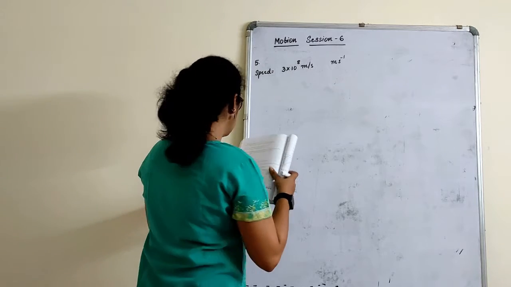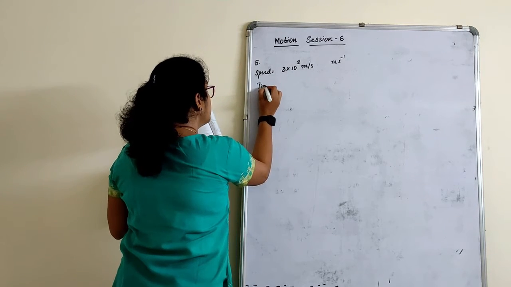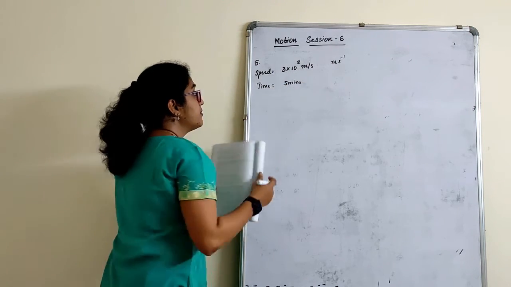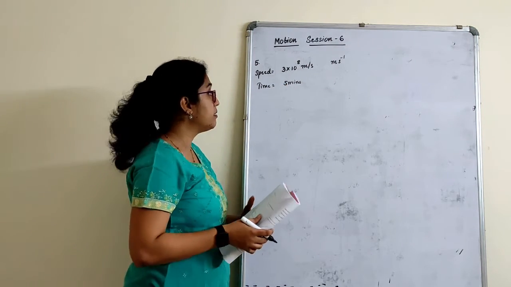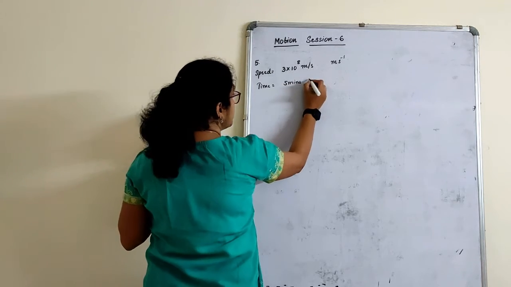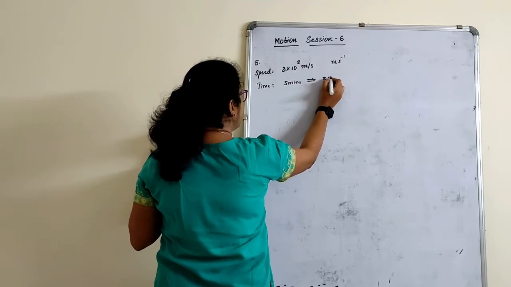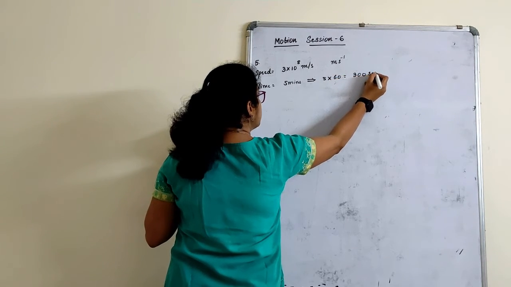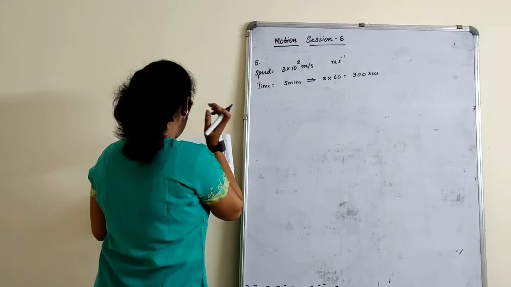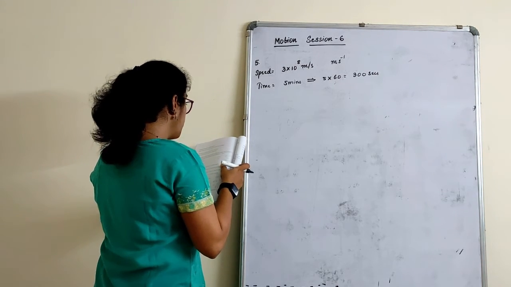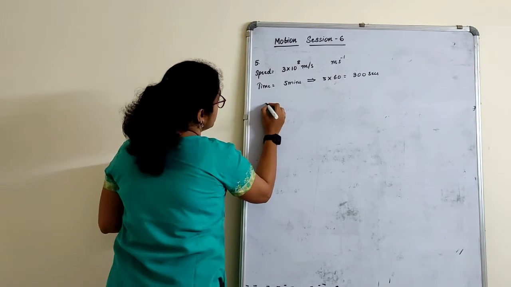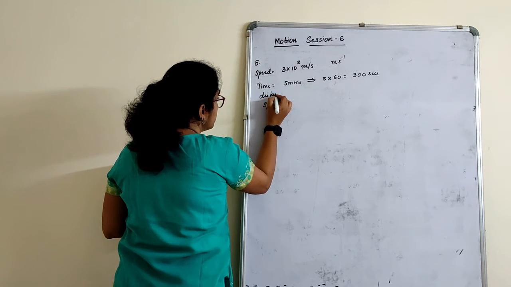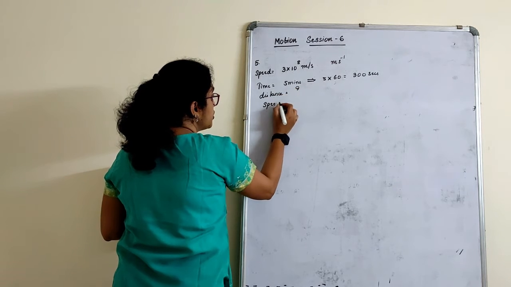Then what have they given? Time. Time is mentioned as 5 minutes. Now, when the speed is in meters per second, time also should be in seconds. Convert it: 5 into 60, 300 seconds. What have I been asked? What is the distance? Speed, time, distance is equal to question mark.